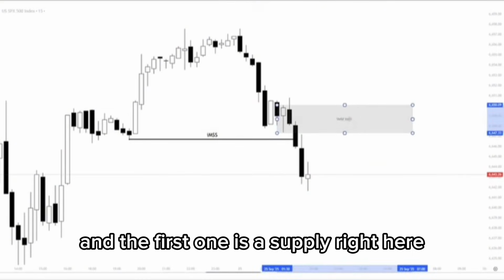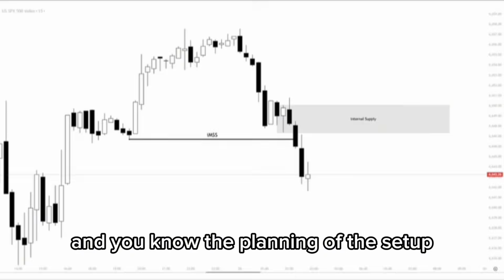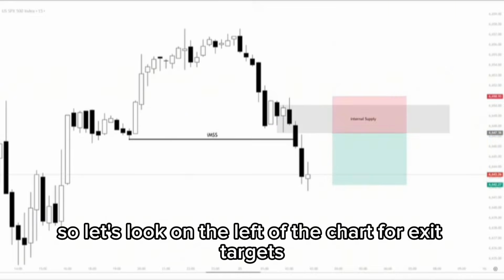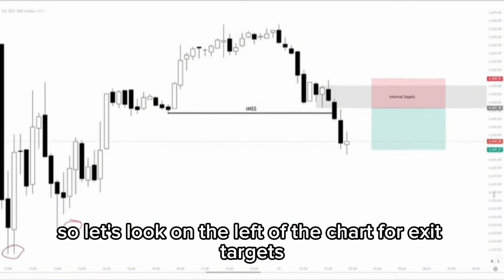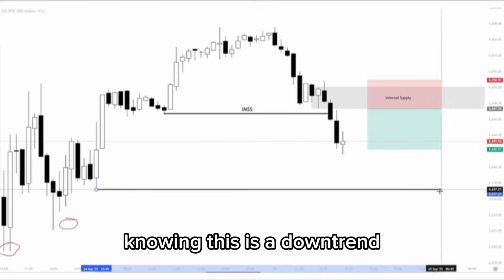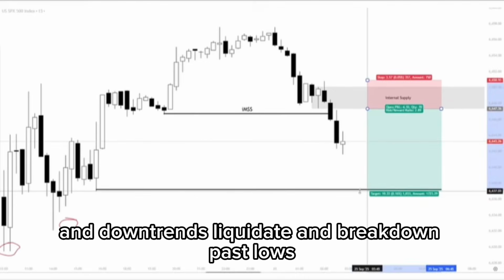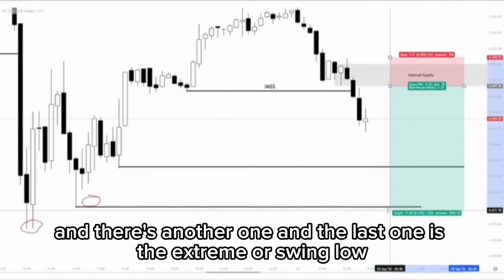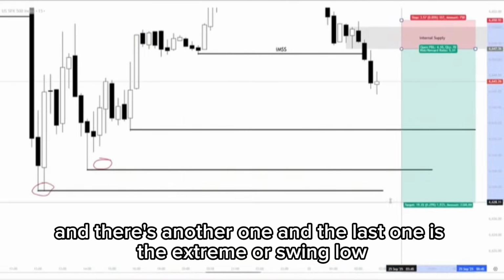And the first one is a supply right here. And you know the planning of the setup, but the take profit should have some logic, so let's look on the left of the chart for exit targets. A smart way of thinking is to exit on the previous swing lows, knowing this is a downtrend, and downtrends liquidate and break down past lows. This being the first important low, and there's another one. And the last one is the extreme swing low.